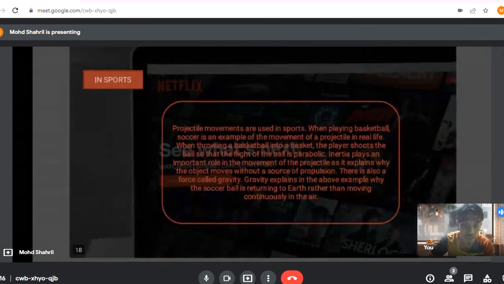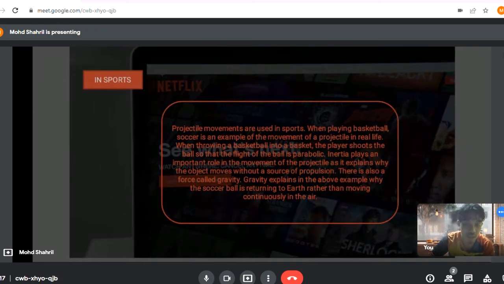Inertia plays an important role in the movement of the projectile as it explains why the object moves without a source of propulsion. There is also a force called gravity. Gravity explains in the above example why the soccer ball returns to Earth rather than moving continuously in the air.